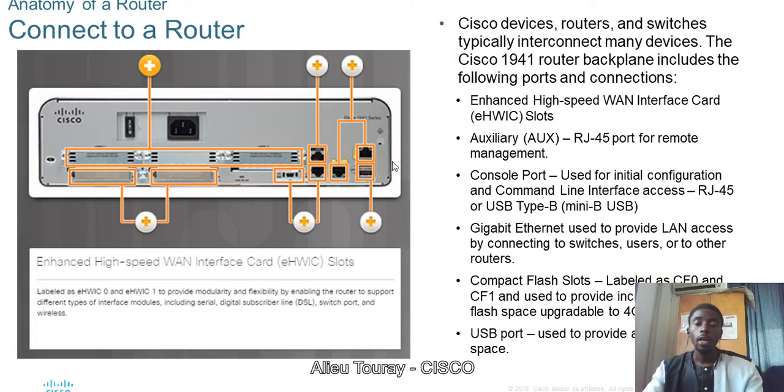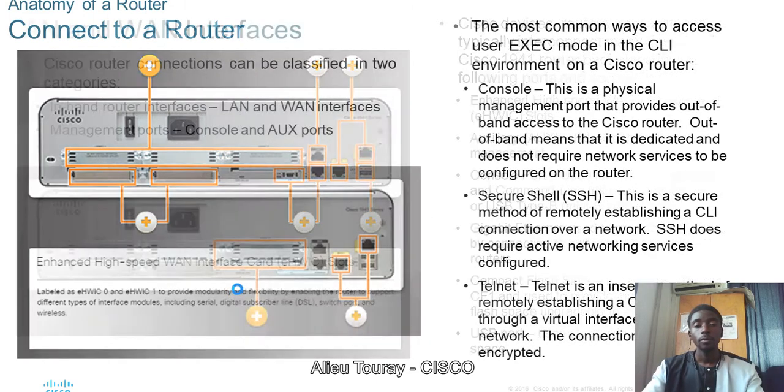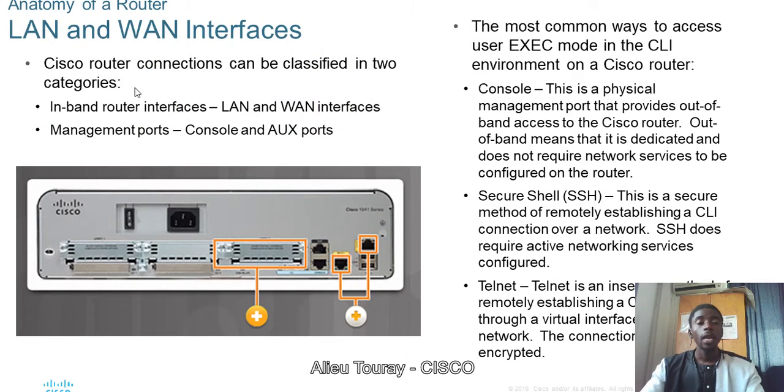So you have two interfaces on a Cisco router by default, two Fast Ethernet or Gigabit Ethernet interface ports, and you have a console port, and then you can have a USB port, and all those things are available right there. Alright, so we move.